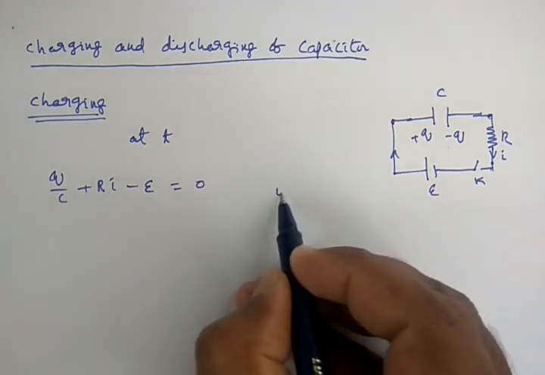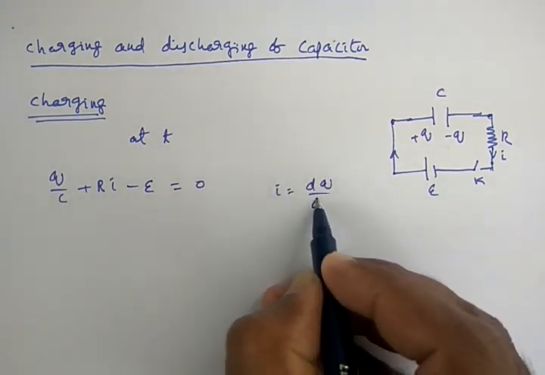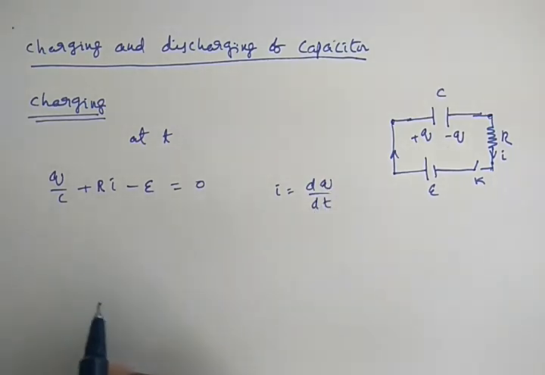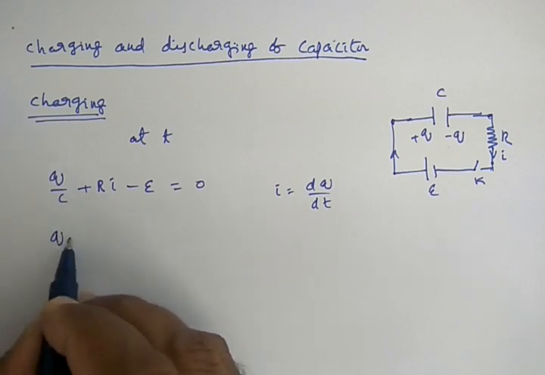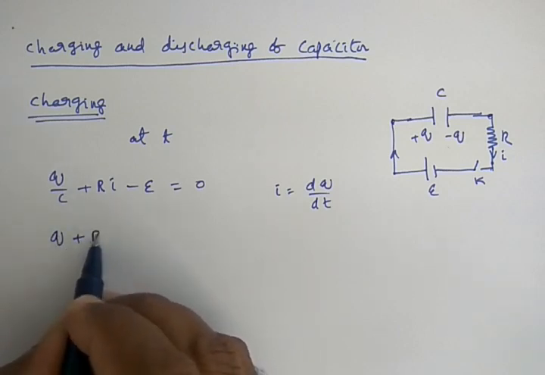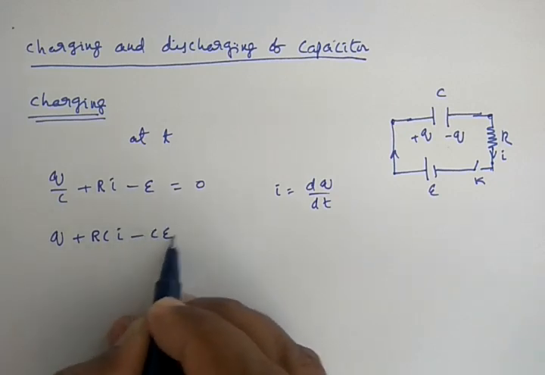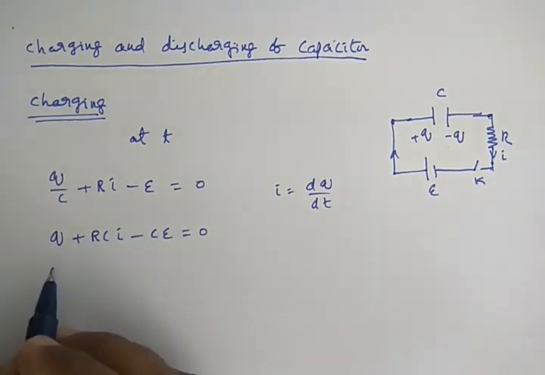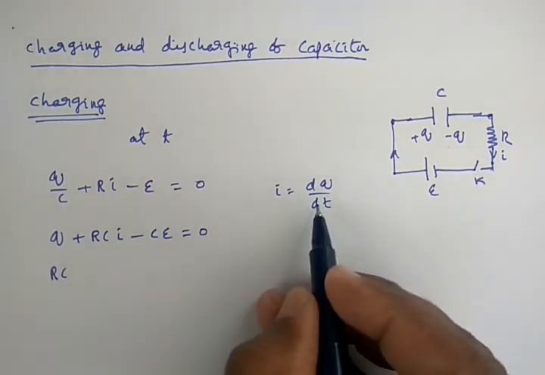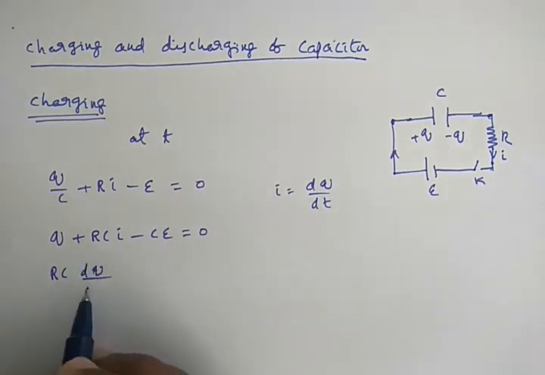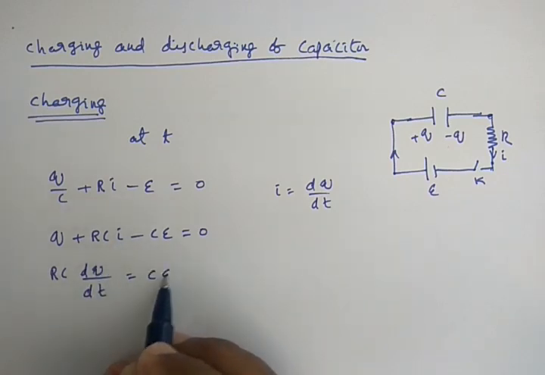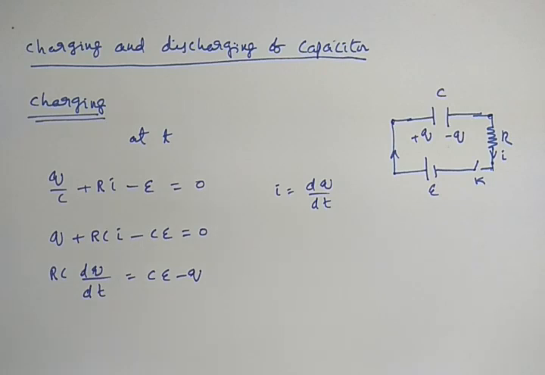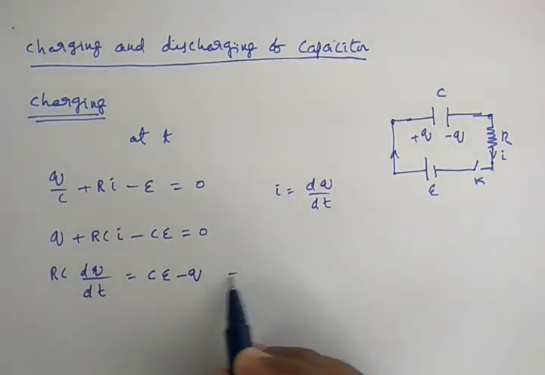Now because we know that current is the rate of flow of charge, I can write it as dq/dt. So now you can simplify this: q plus RCI minus CE equals 0. Now RCI, where I is dq/dt, so let us write EC minus q. I'm just rewriting that.